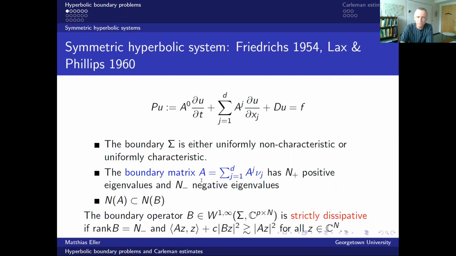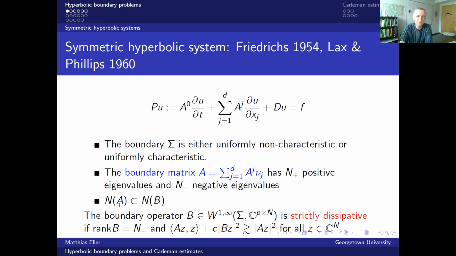So we assume now the boundary is either non-characteristic uniformly or uniformly characteristic. That means this boundary matrix, where I basically take the spatial coefficients and multiply them with the matching component of the exterior normal vector, has, so to speak, constant rank, at least independent of x. And x moves all over the boundary. So x and t, because I have sigma as my cylinder boundary. So now I assume also it has n plus positive eigenvalues, n minus negative eigenvalues, and that is also constant when t, x moves along the boundary.